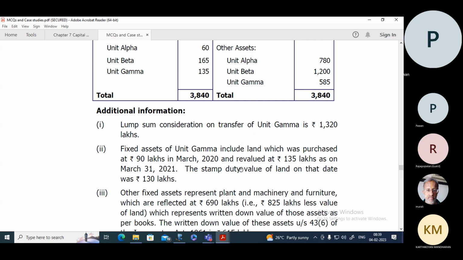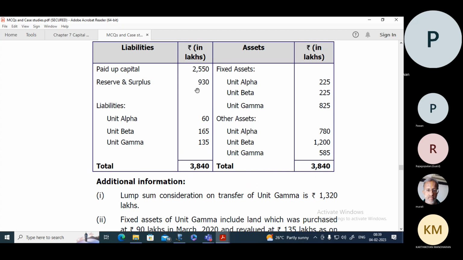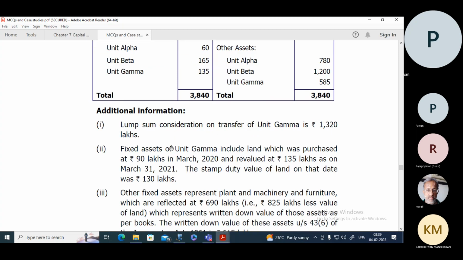Fixed assets include land, which is of 90 lakhs, revalued at 135 lakhs. So which was purchased at 90 lakhs, which was taken up at 135 lakhs. There is a difference to the extent of 45 lakhs. Whether you have 45 lakhs exclusively shown as revaluation, no. That is all hidden under reserves and surplus. So therefore, we will take up straight away 90 lakhs. Stamp duty value of that land is 130 lakhs, which is irrelevant for the purpose of finding out cost of acquisition.